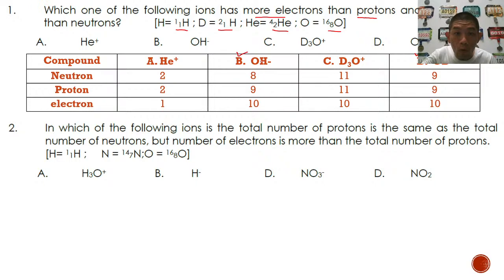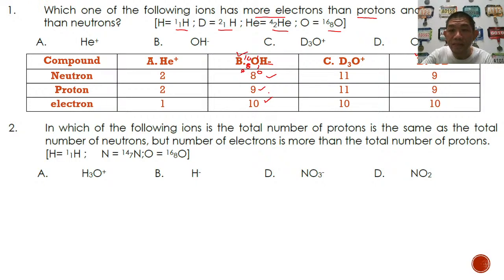Given to you is OH-. O has 8 protons, while hydrogen has 1 proton, so the total will be 9 protons. As for neutrons, oxygen has 8, since you have 16, isn't it? So the number of neutrons is 8, and for hydrogen the number of neutrons is 0, so the total number of neutrons is 8 here. And since it is a negatively charged ion, it means you have received an electron, so the number of electrons is 10.